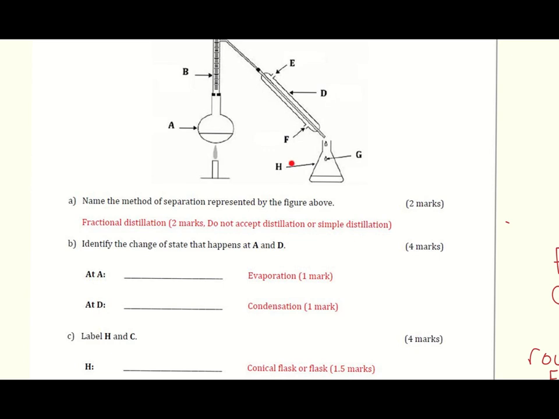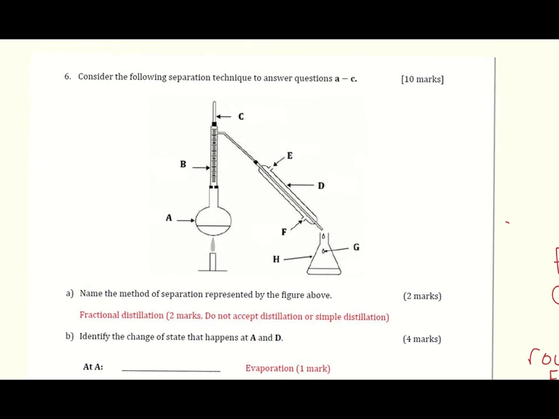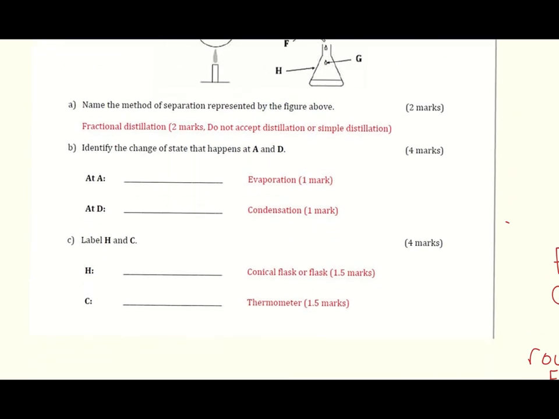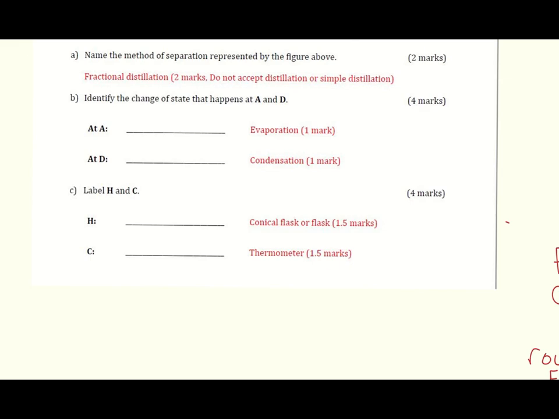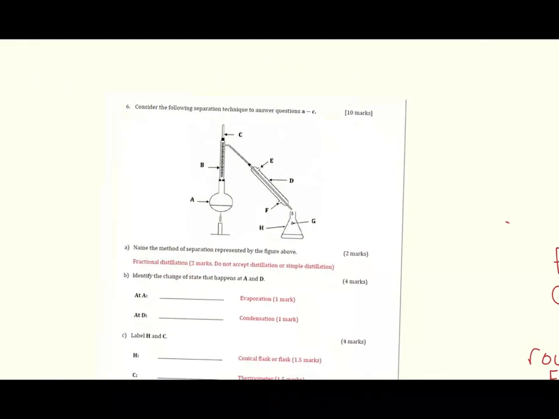Label H and C. What is H? It is a conical flask. And what is C? Where is C? Yeah, C is a thermometer, right? We are done with this question. So now let's move to the next question.